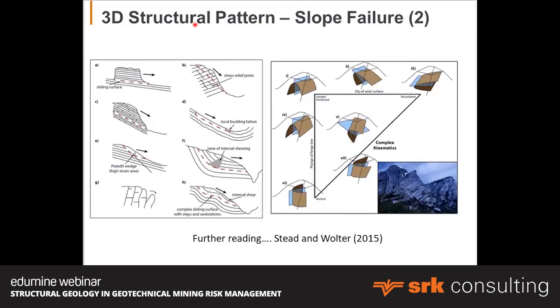There's more examples. I recommend further reading, this great paper by Stead and Wolter, 2015, showing different types of geometries and scenarios with different forms of failure within pits and in unstable terrains. They also talk about how faults can impact the stability of the rock mass, depending on the orientation, the inclination of the fold axial plane, or the plunge of the hinge line. These geometries can impact how the rock mass behaves.